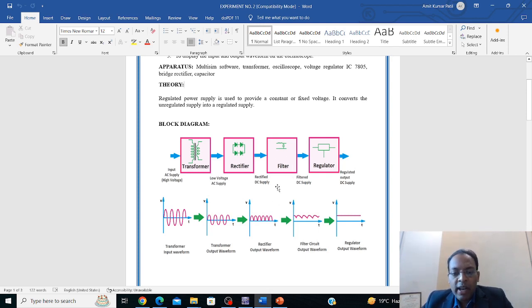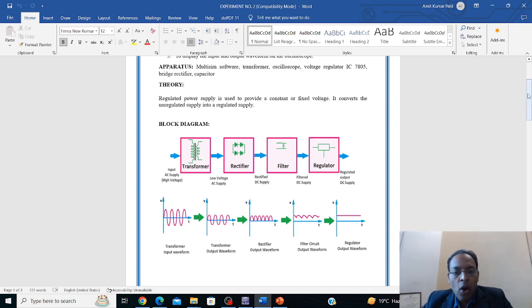So the filter will further remove the pulses from this signal, and the filtered output signal will be given to a regulator. So here we are using a voltage regulator IC 7805. It will convert it into a fixed or constant voltage, and we will get a straight line. So this is the block diagram of the circuit.